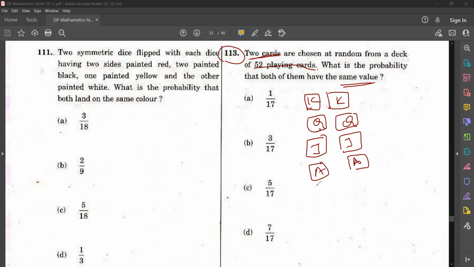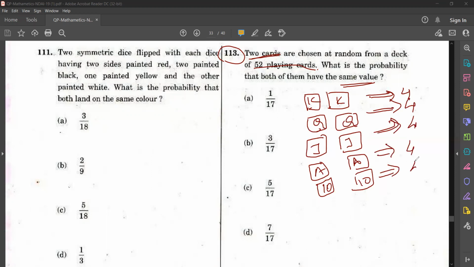Likewise, for the numbers also, if you're getting the number 10, the next card also should be 10. So how many kings are there totally? 4 kings, isn't it? In a set of 52 cards. How many queens are there? 4. How many jacks? 4. How many aces? That is also 4. How many tens? That is also 4.